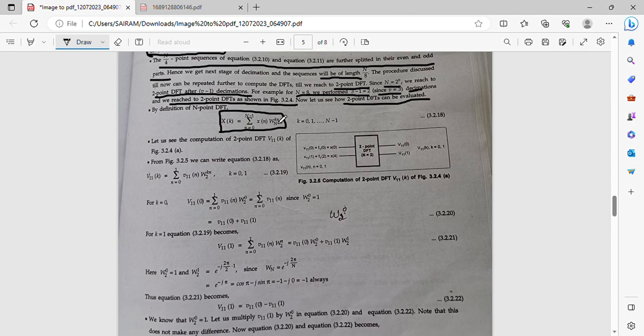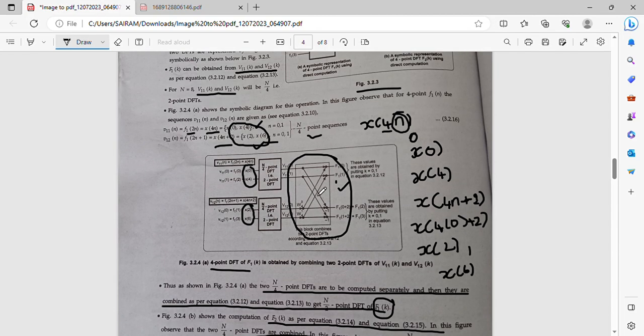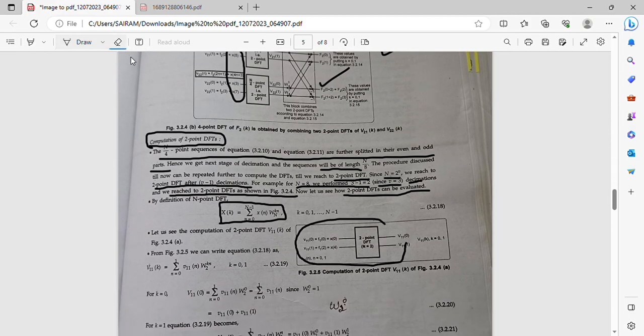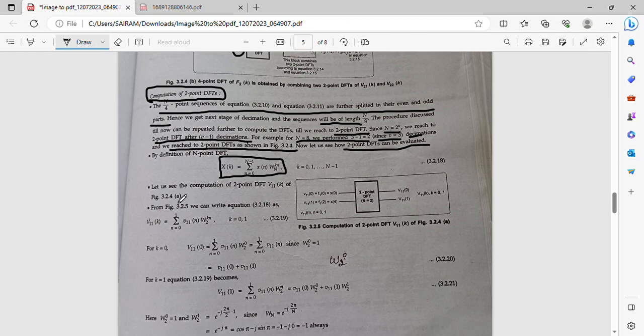And here you can see from figure 3.2.5 that this is what was written in figure 3.2.4a. The same thing is telling you, right? Figure 3.2.4a is written the same. Then let's see the computation of the 2-point DFT V11 of k using 3.2.4a. So from figure 3.2.5 we can write equation 3.2.18.